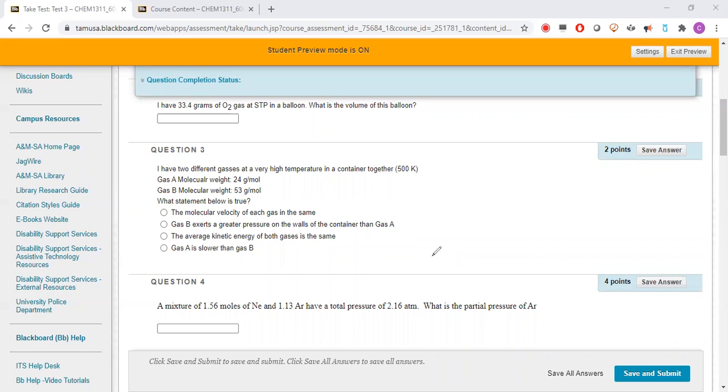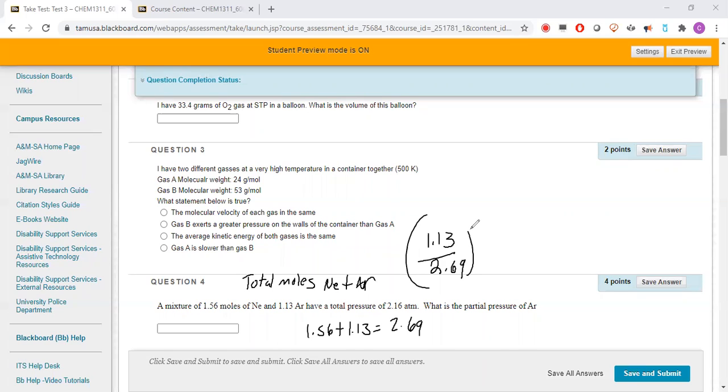All right, question 4, I have 1.6 moles of neon, 1.13 moles of argon. The total pressure is 2.16. What's the partial pressure? So what you need to do, first off, is find out how many total moles. So total moles is just moles of Ne plus argon. So total moles is 1.56 plus 1.13, which is 2.69. So then you take the moles of argon divided by total moles. That's the mole fraction of argon. And you just multiply that by pressure to get the partial pressure of argon. So that's all you need to do.